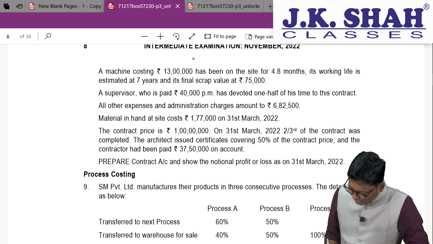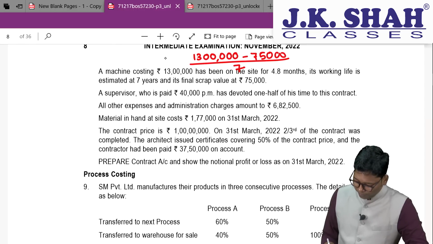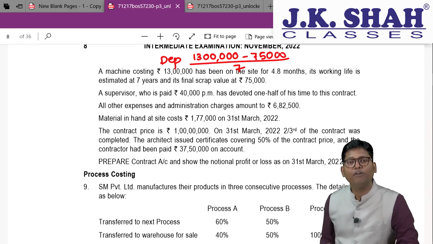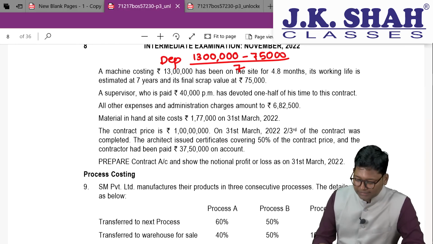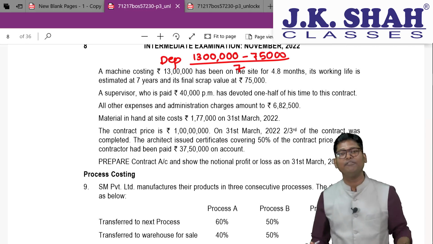Machine costing rupees 13 lakhs. This is the cost of machine. Scrap value is 75,000. Its life is 7 years. By using this information, you can calculate depreciation, but this formula will give you depreciation for the entire year. This is the formula which we always use for calculating the annual depreciation. So here annual depreciation is 1,75,000.